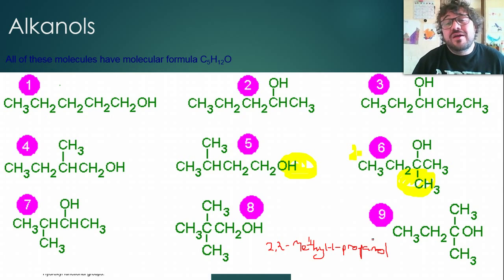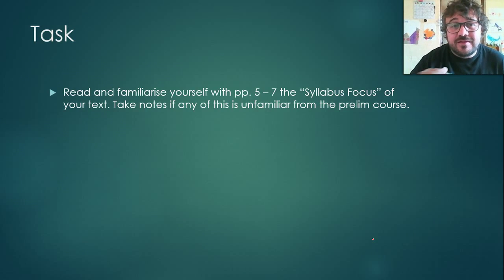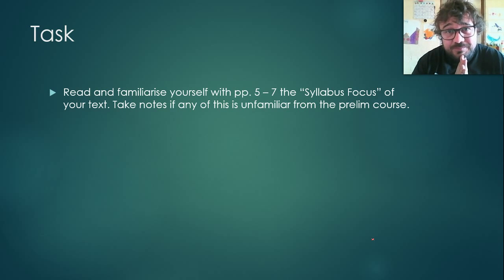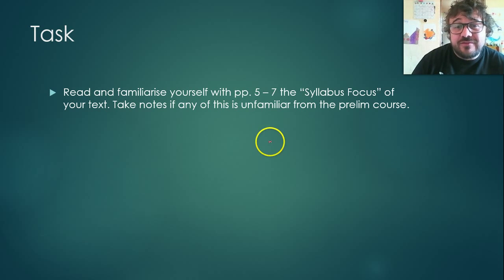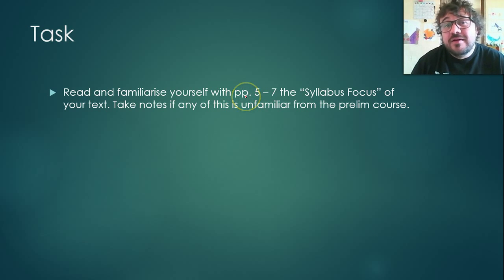If you're worried that you're not going to be able to remember how to do these, don't worry. I'm going to go through them like a crazy person in class. It's all going to be good. Now you do have a task. I need you to go to your textbook and read and familiarize yourself with pages 5 to 7. By the way, when you're referencing in future, that's how you do multiple pages. Pages 5 to 7. It's the syllabus focus of your text. If any of this is unfamiliar to you, please take notes. In actual fact, make yourself a cheat sheet on those pages anyway. It's from the preliminary course, and it's how you need to be able to name hydrocarbons.